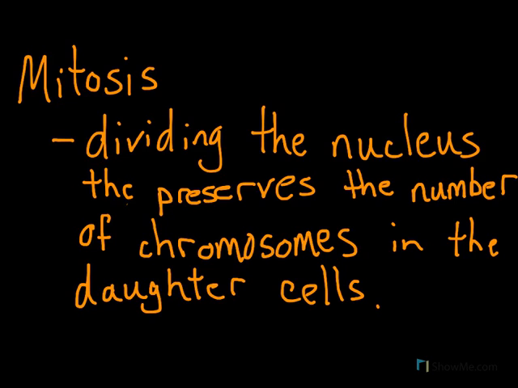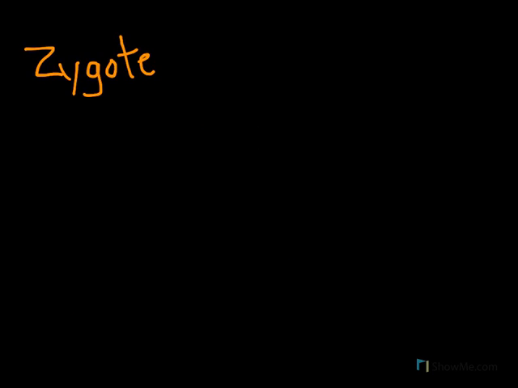Whoops, we have a little typo here. We should have: to preserve the number of chromosomes in the daughter cells. There we go. Okay, to understand our chromosomal number, we should first discuss what a zygote is.